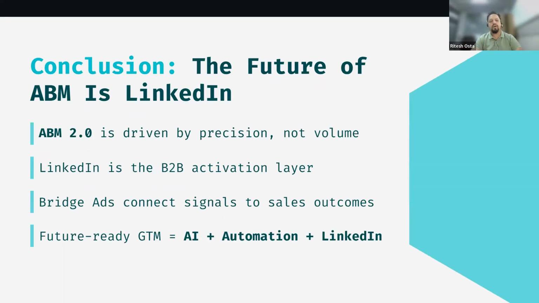So I hope this session has helped shed light on what ABM 2.0 is and how LinkedIn ads can bridge the gap between ABM 1.0 and ABM 2.0. Okay, the future of ABM is LinkedIn in many ways. ABM 2.0 is driven by precision, not by volume. It's not about reaching out to 100 million different people. It's about reaching out to 100 different accounts and getting your deal done, right? LinkedIn is a B2B activation layer in many ways. Bridge ads can connect signals to sales outcomes. And if you want to build a future-ready GTM in 2025, use AI, use automation, and use LinkedIn effectively. It'll help you a lot.